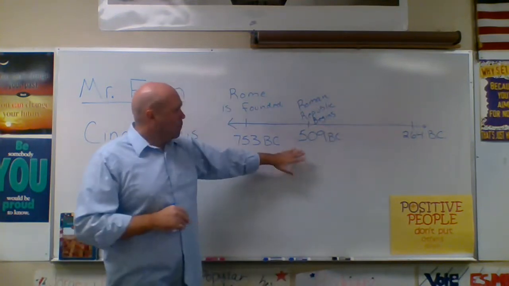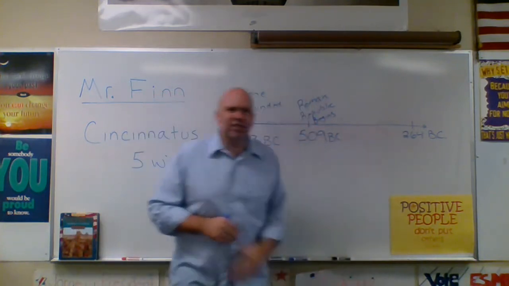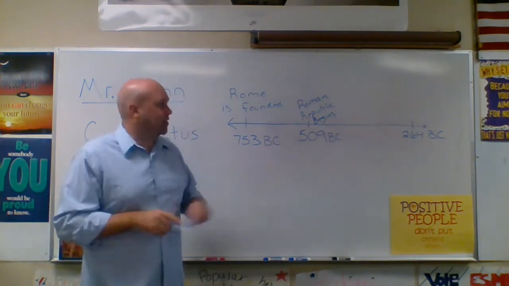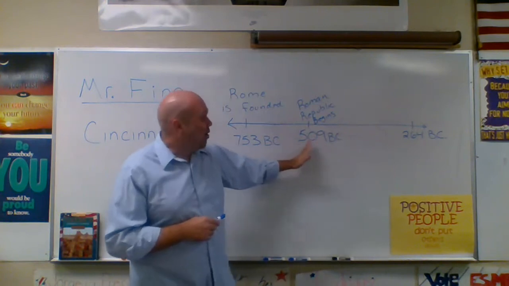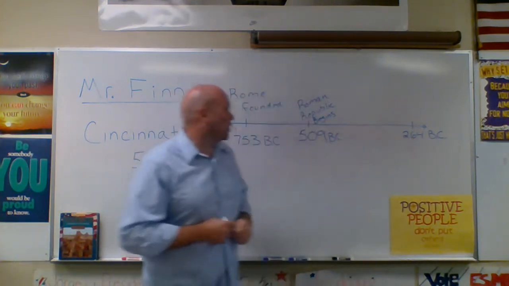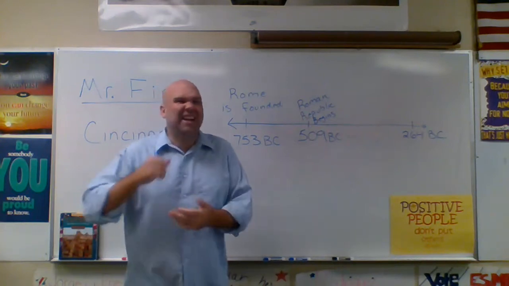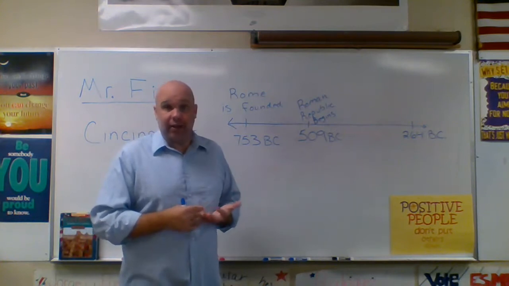But from this point until we get to 264, 264 is not going to be a date that you'll see on quizzes, but it's important because it's going to solidify something. So from basically 509 all the way until 264, which is another huge amount of time, you are going to see Rome in constant warfare with the other groups on the Italian peninsula.